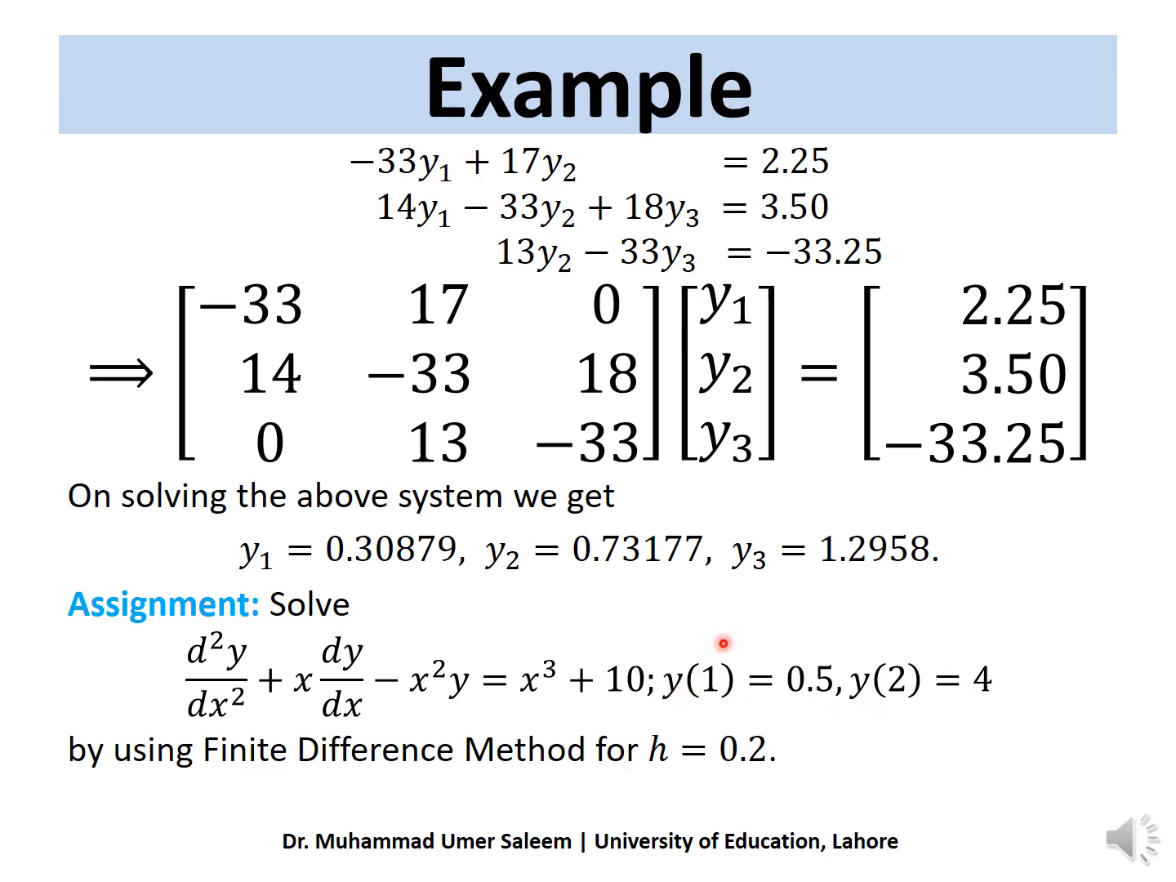So the next point will be 1.2, 1.4, 1.6, 1.8 and 2. So you will be getting at the end, just a simple hint, you will be ending up in the form of a 4x4 tridiagonal system. So solve that 4x4 tridiagonal system to find the value of Y1, Y2, Y3, Y4. That's your assignment that you will submit in your Google Classroom.